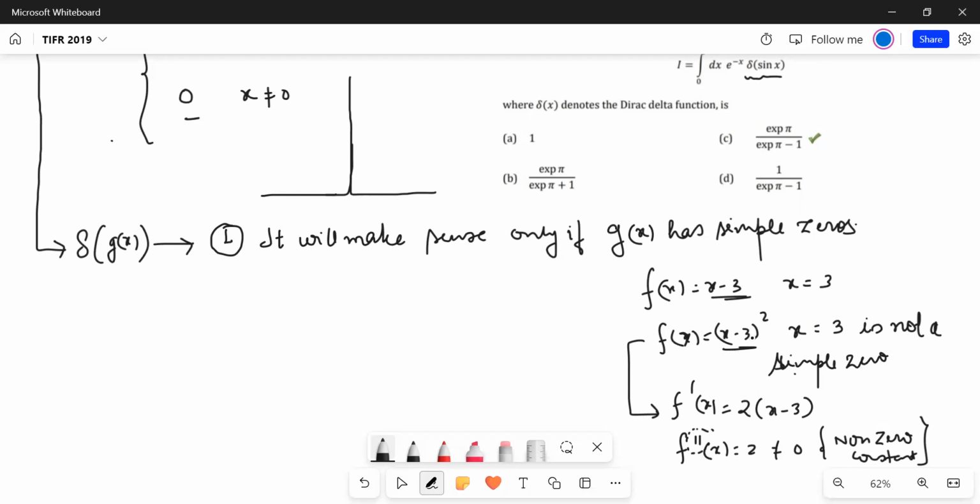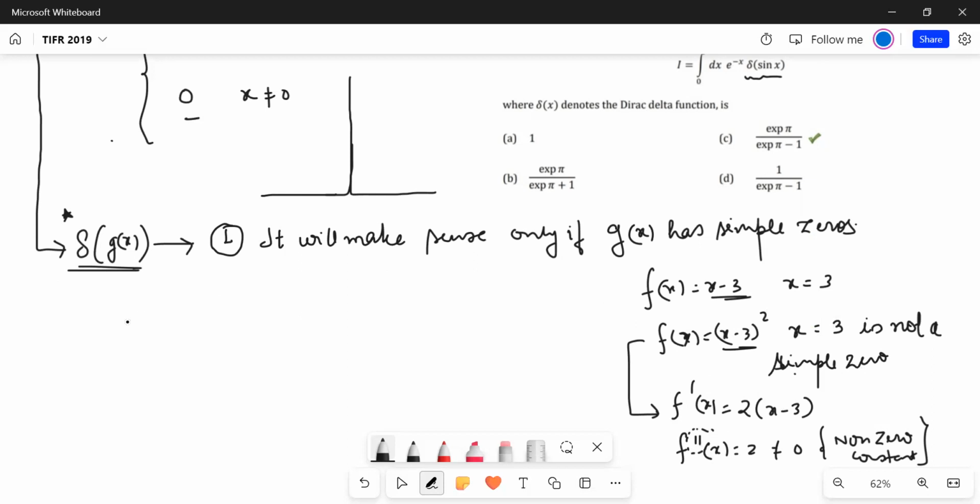So here, if I say that x equal to 3 is a root of multiplicity 2, what does it imply? You just differentiate f of x twice and you'll get a non-zero constant. Otherwise, all the lower order derivatives will be 0 at x equal to 3. The first thing that one needs to remember is that Dirac of g of x will make sense only if g of x has simple zeros.